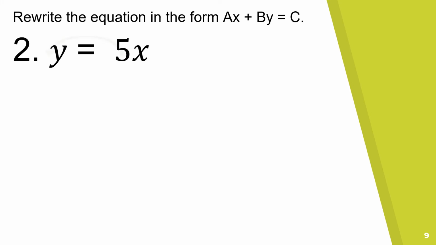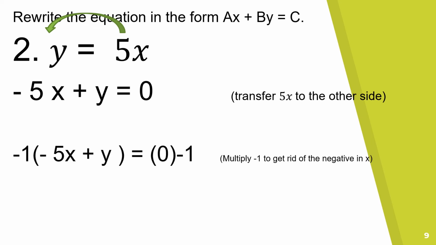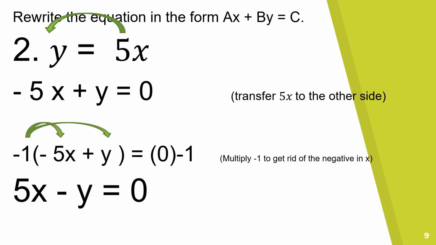Y equals 5x. So again, lipat si 5x sa kabilang side. Negative 5x plus y equals 0. Kasi wala namang number dyan. So 0 dapat ang ilagay mo. So again, bawal namang negative si x. Multiply negative 1 both sides to get rid of the negative in x. So the answer is negative 1 times negative 5x, 5x. Negative 1 times y, negative y equals 0. Another example.